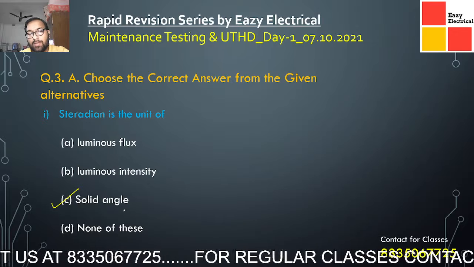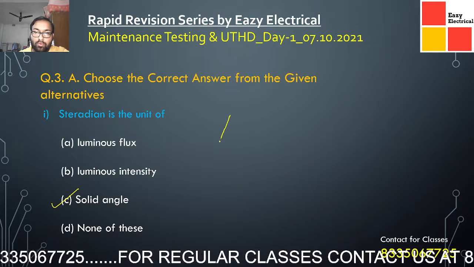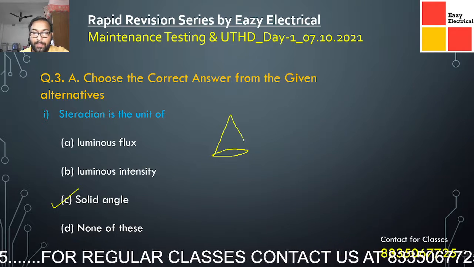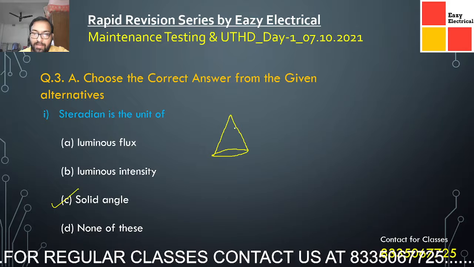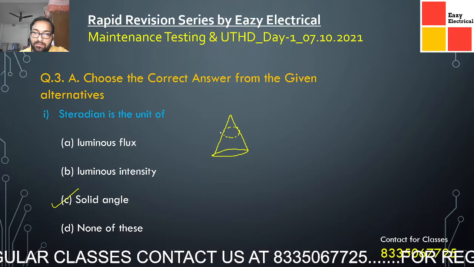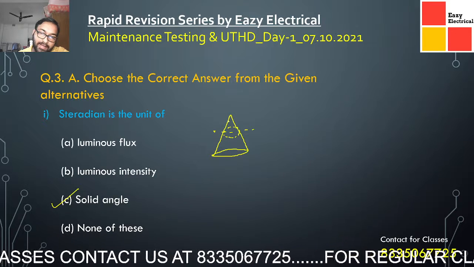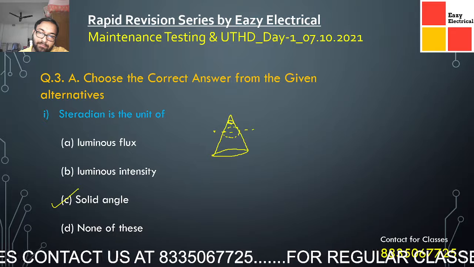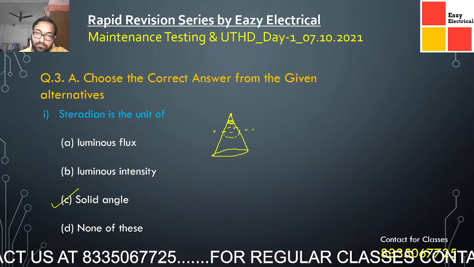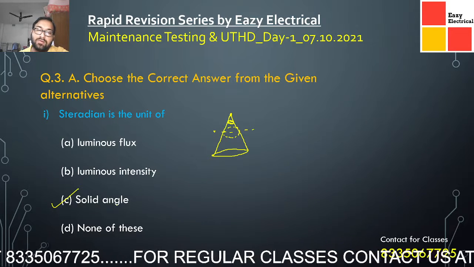Now, to get an idea about what a solid angle is, suppose you take a cone. Okay, you take a cone like this, and if you cut a cross section through the cone like this, then the angle made by this point with the total circular area is basically called your solid angle.